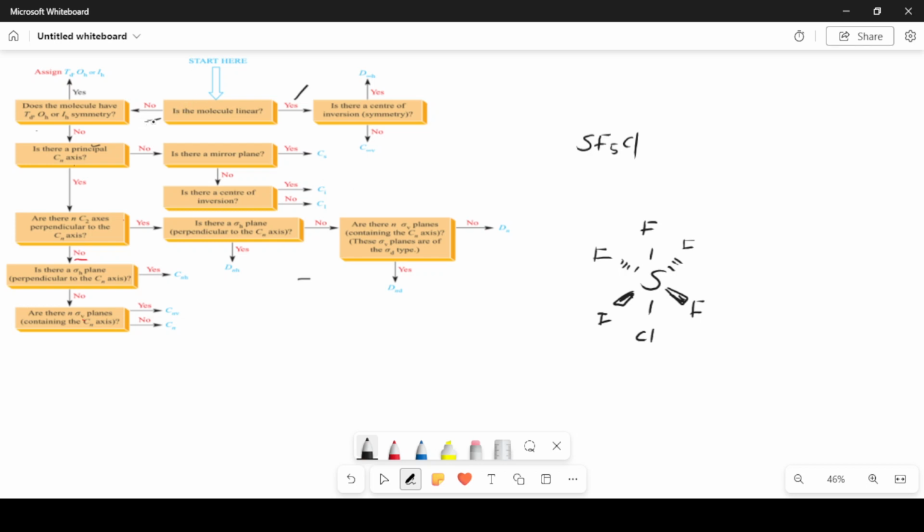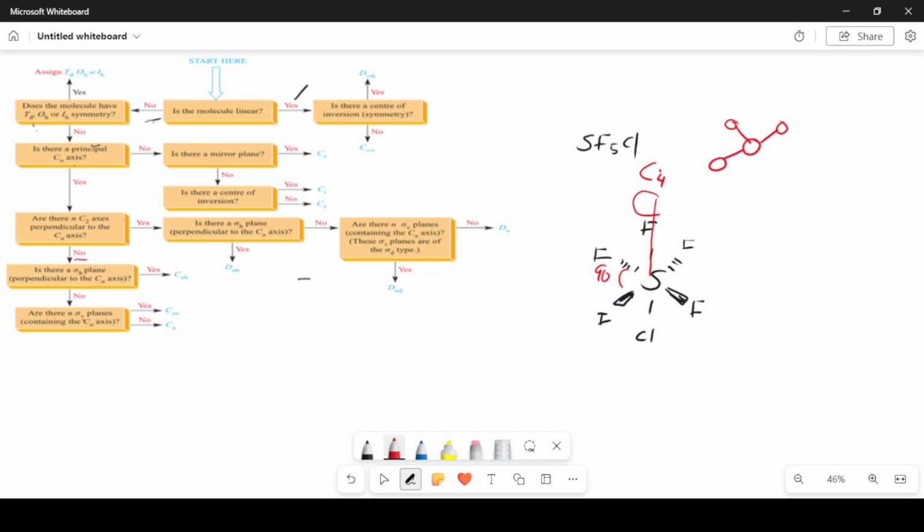Is the molecule linear? No. TD, OH, or IH? No again. Is there a CN axis? Yes. Meron. Dito. Sa top natin. That is actually a C5. No. It's C4. Kasi between here is 90 degrees. Tandaan ninyo, ang top view kasi niyan ay paganyan.